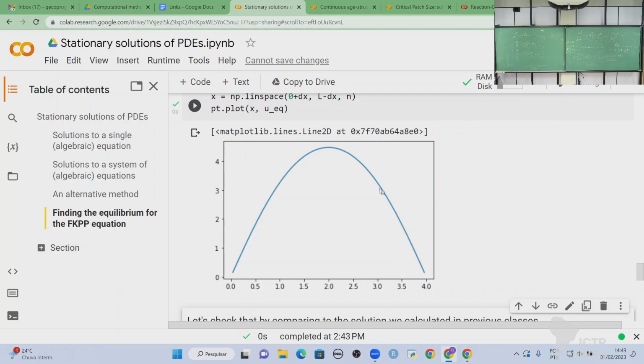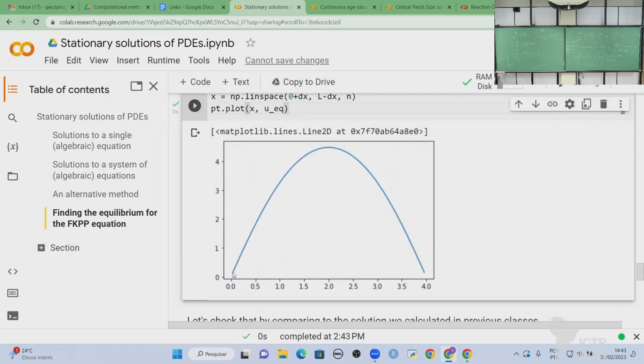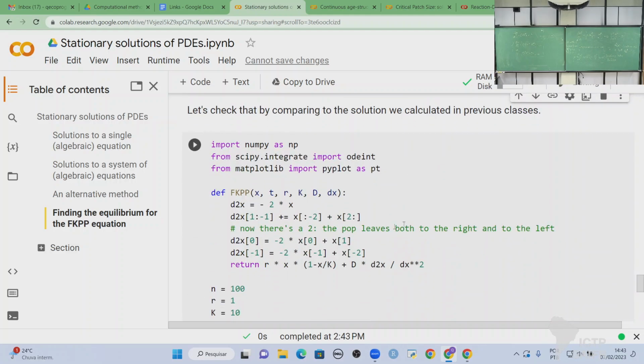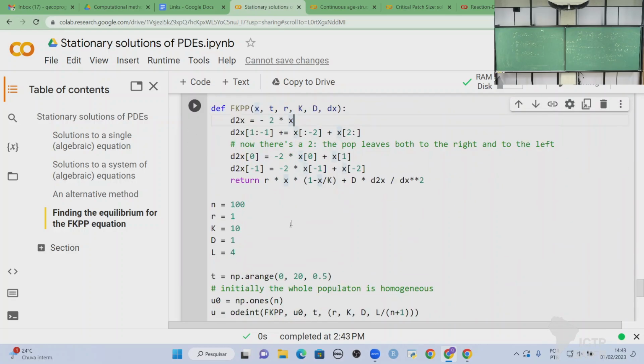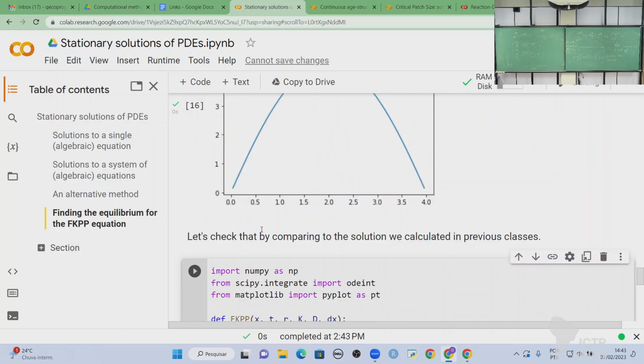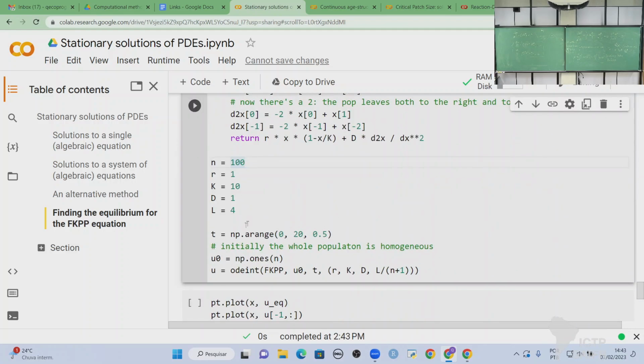Let's check that. How about that? We can run the program again with the same set of parameters, okay? And see if the final solution actually gets close to this. So now we have the same function, but now with dependence on time and the parameters, but other than that, it's the same thing inside. We set here the same parameters, I hope. Yeah, the same parameters.